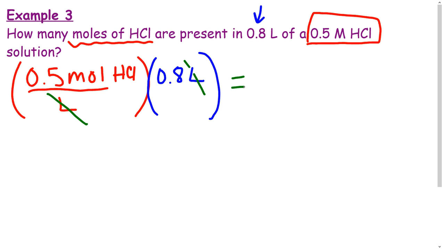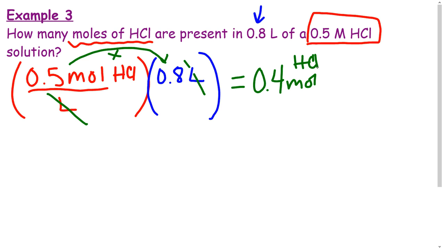So we're going to multiply 0.5 times 0.8. And as we do that, we're going to get 0.4 as our answer, and the unit that's left is moles of HCl. Okay, now that's what the problem asked us to do, so technically we are finished. However, moles is not a unit that's very tangible. Typically what you'll find is these problems are going to ask you to convert it into another unit.